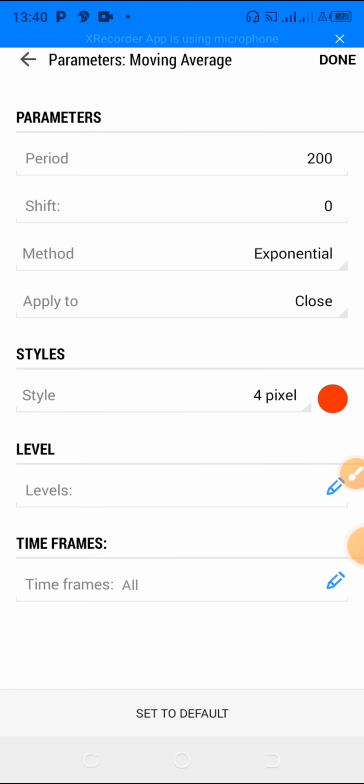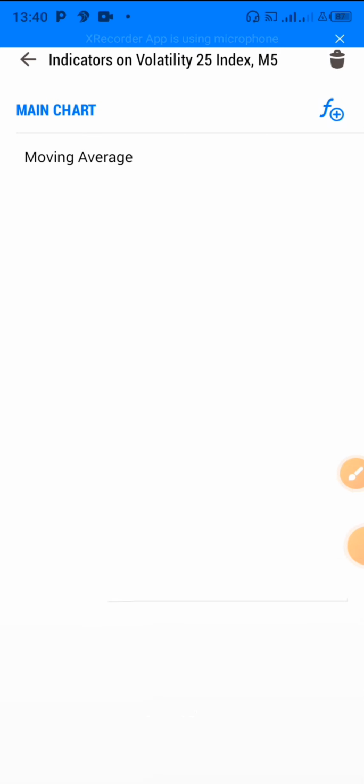We have a moving average with a period of 200, shift 0, method exponential, apply to close, with a style. It can be a style of your own choice, but I'm going to use red. Then when I'm done, I'll click done.